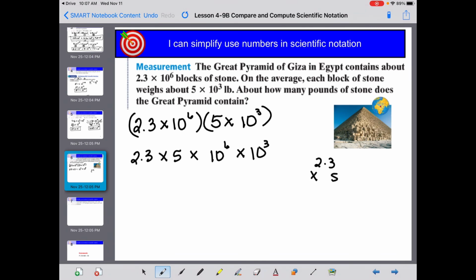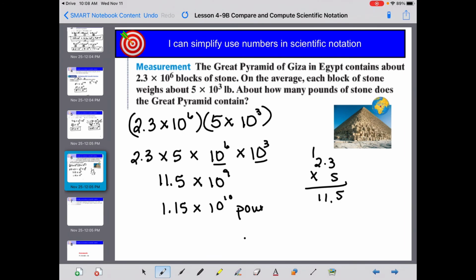2.3 times 5 is 11.5. I have the same base, so I add the exponents. Then I need to write it in proper scientific notation. And that would mean 10 to the 10th. And then make sure you label it pounds.